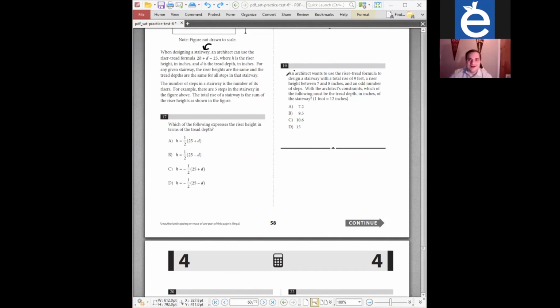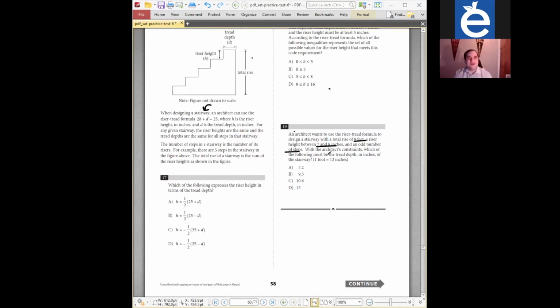An architect wants to use the riser tread formula to design a stairway with a total rise of 9 feet, a riser height between 7 and 8 inches, and an odd number of steps. Given the constraints, which of the following must be the tread depth?